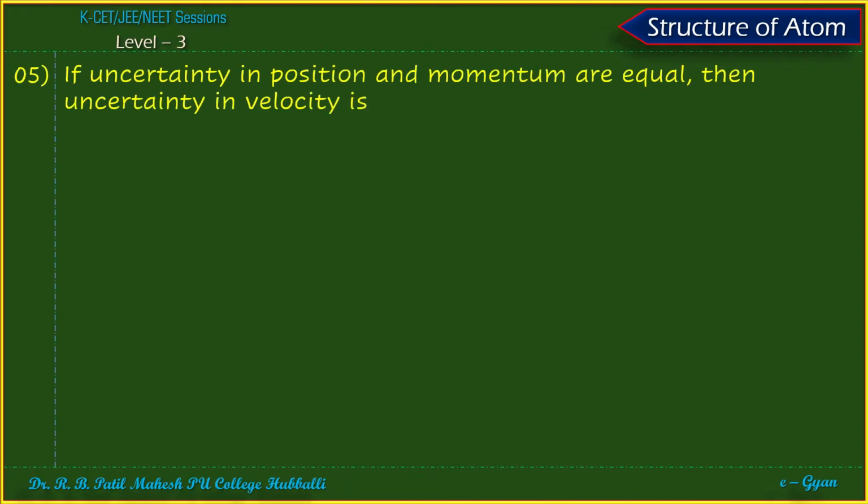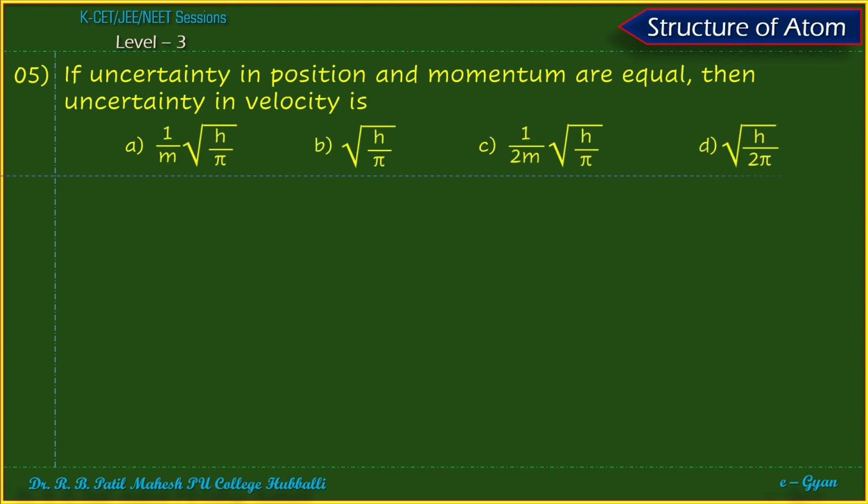Question number 5. If uncertainty in position and momentum are equal, then uncertainty in velocity is. So Heisenberg uncertainty principle we learned, delta x into delta p is greater than or equal to h divided by 4 pi. If uncertainty in position and momentum both are equal, then what is the uncertainty in velocity?